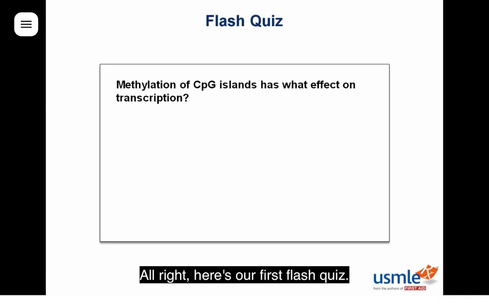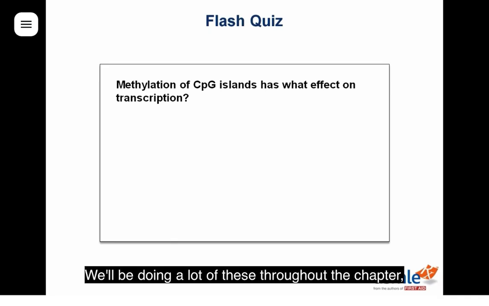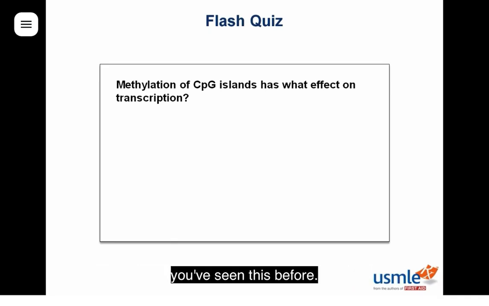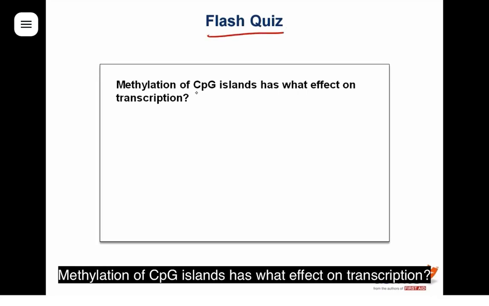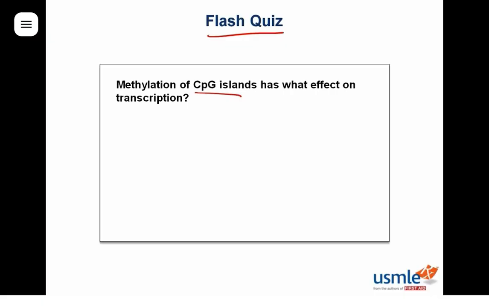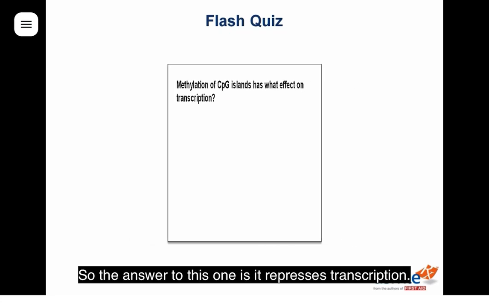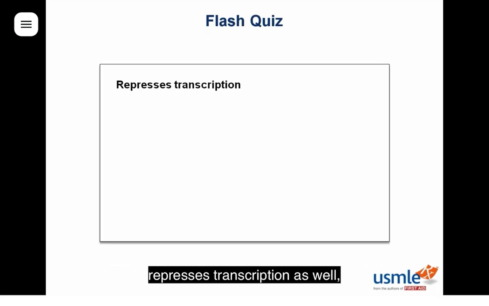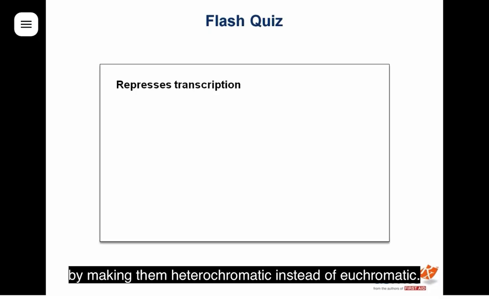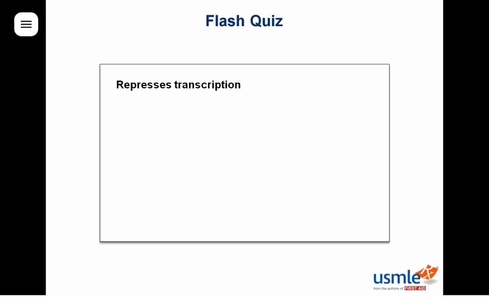Alright, here's our first flash quiz. We'll be doing a lot of these throughout the chapter, and if you've seen other chapters already, you've seen these before. But I'm going to ask you a quick question, and I'll give you a few seconds to answer it. Methylation of CpG islands has what effect on transcription? So the answer to this one is it represses transcription. Remember, methylation makes DNA mute, and actually methylation of histones generally represses transcription as well by making them heterochromatic instead of euchromatic.